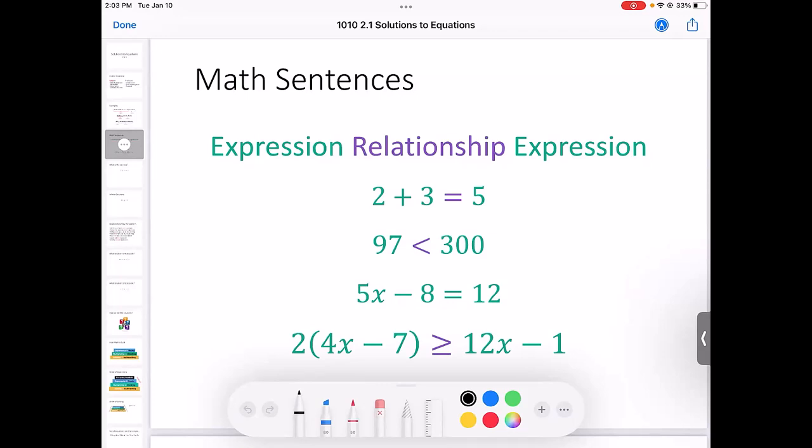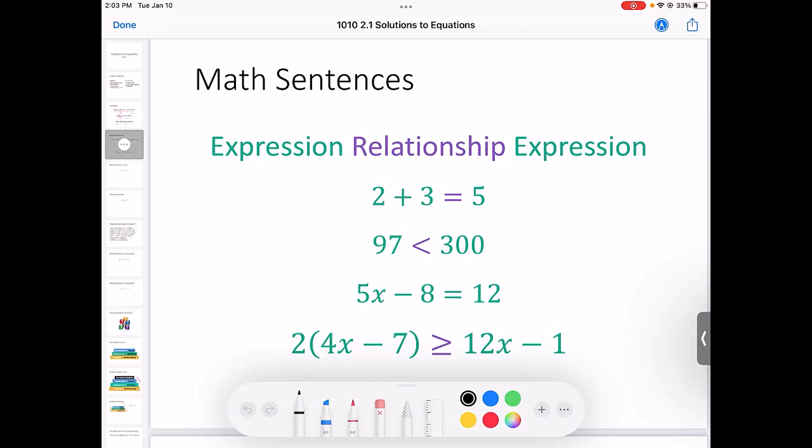You could also have a relationship like less than. You could say 97 is less than 300. That's the relationship between these two expressions. And then you can also add in variables, with x's and things like that as well.